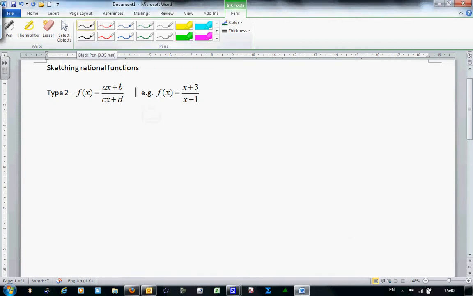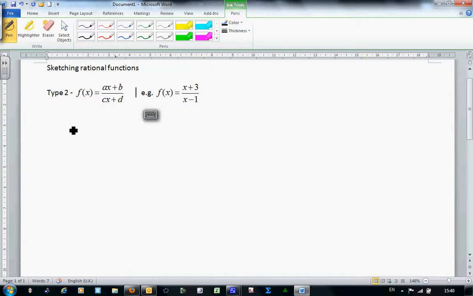In this demonstration, I'll have a look at the type 2 rational function, and you can see that f(x) is (x + 3)/(x - 1). We can continue in the same sort of way that we did with the type 1, and what we'll do is just add a few extra bits to it. What you'll have to remember is what we saw in class, the idea of dividing all four parts of the function by x, and we'll see that in a moment.